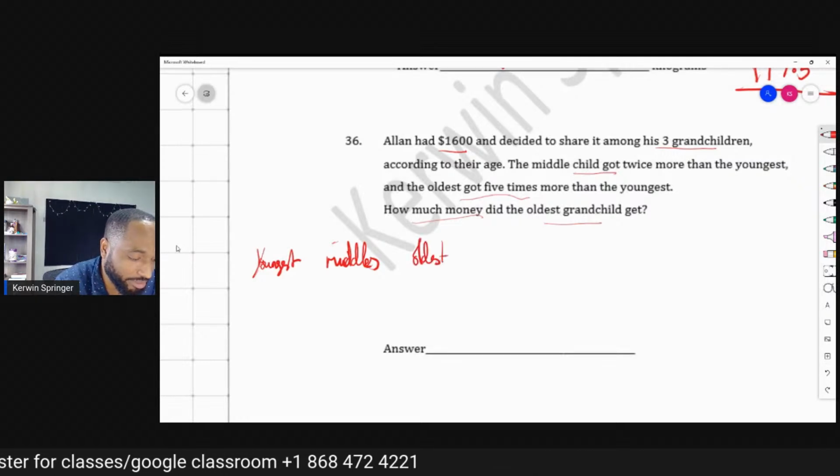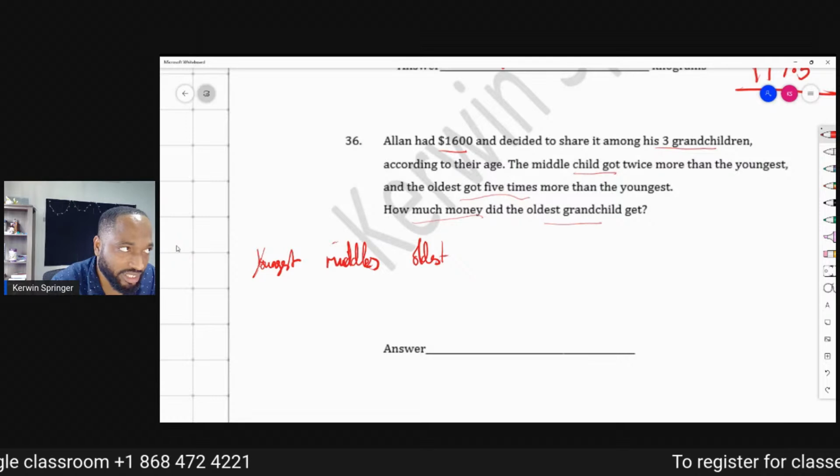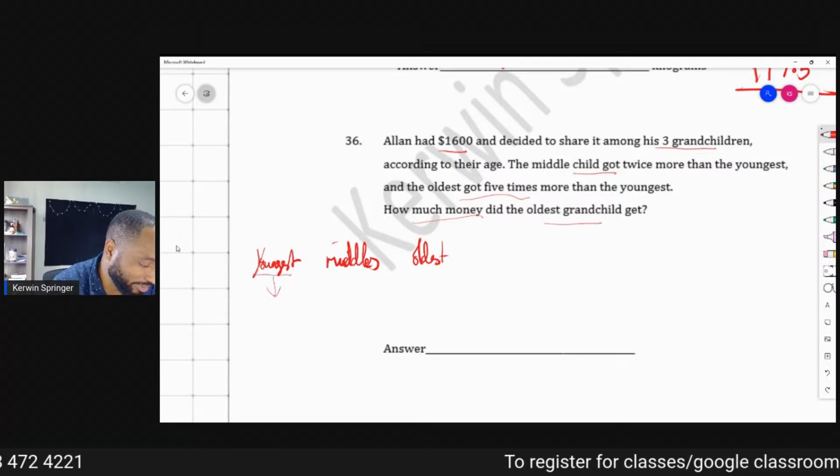I think the middle is the best spot to be. Middles. Yeah, the youngest gets spoiled.